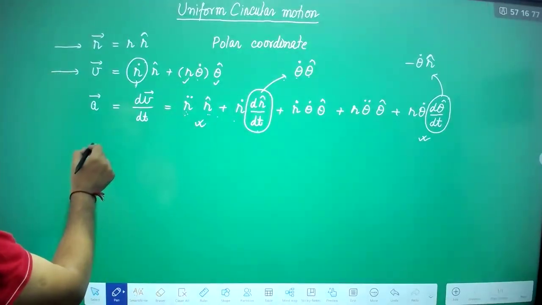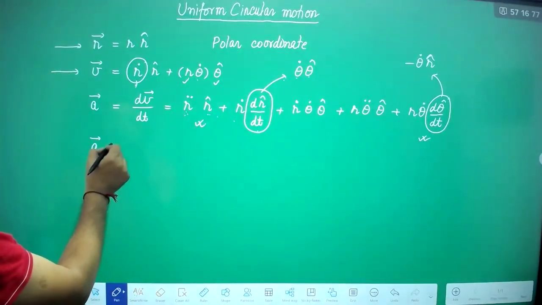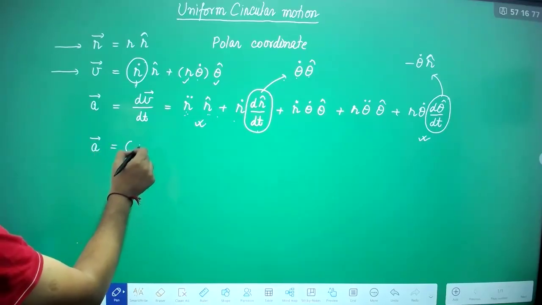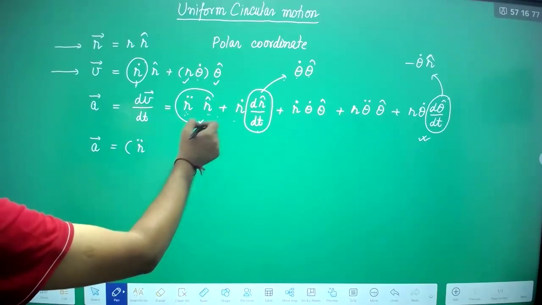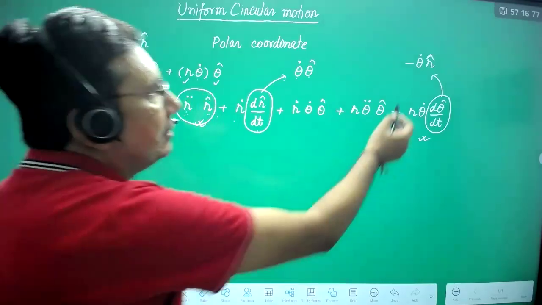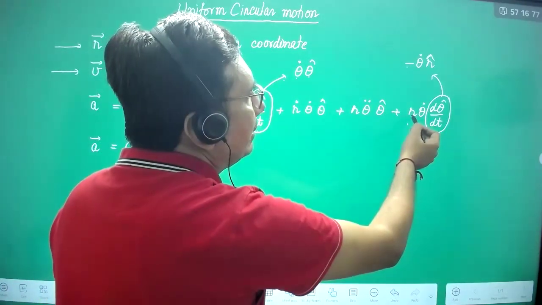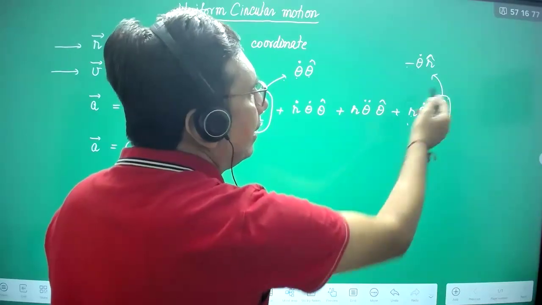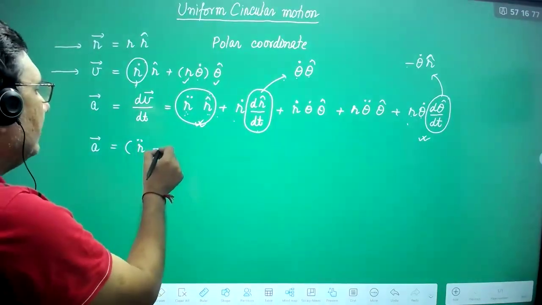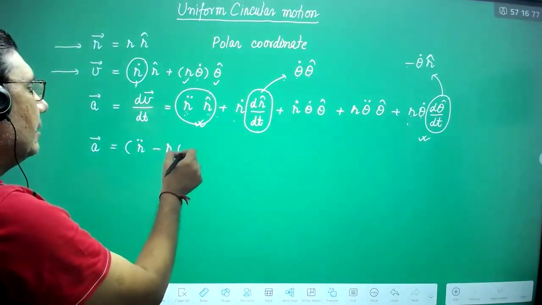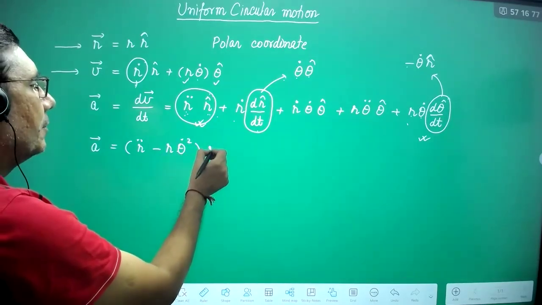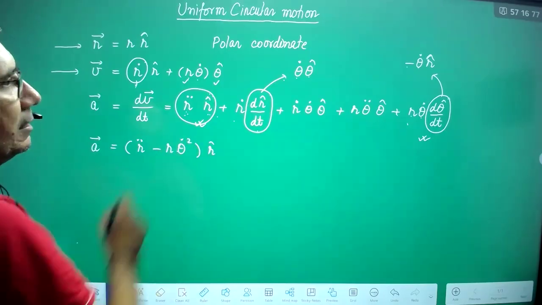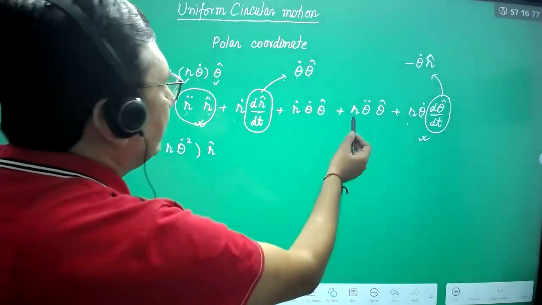So I can write the acceleration like this. This acceleration will be, this will be R double dot here. So I have used this term. Second, this will be minus here, and this will be R theta dot square R cap. So this will be minus R theta dot square R cap. So this is the radial acceleration.